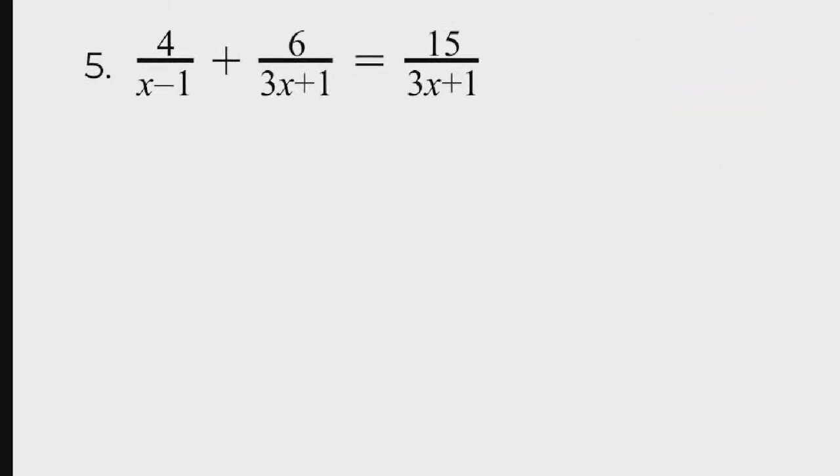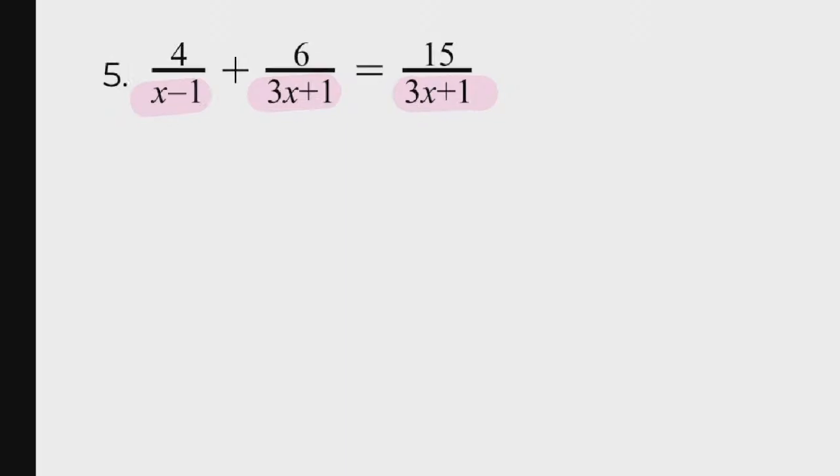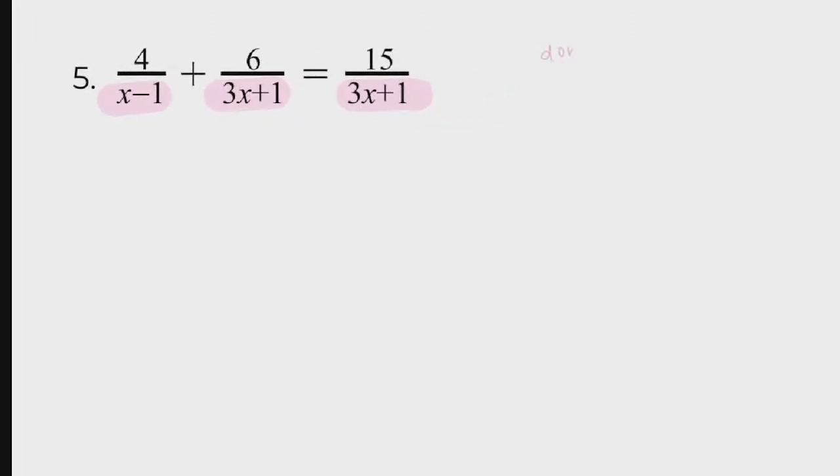Okay, in the next problem, we have x minus 1 as a denominator, and 3x plus 1 as a denominator twice. So for the domain, we're going to set each expression not equal to 0. So x minus 1 cannot equal 0, so that means x can't equal 1. That's going to be the first number for our domain. And for the other one, 3x plus 1 cannot equal 0. So 3x can't equal negative 1, so that means x can't equal negative 1/3. So that's the other number in our domain.